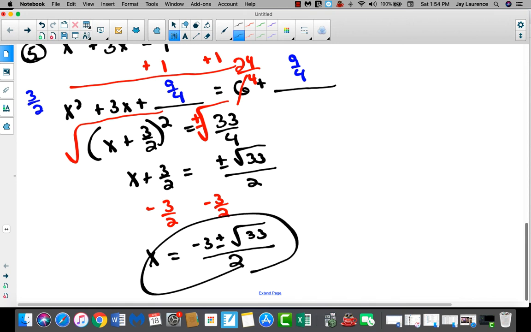That's completing the square, ladies and gentlemen. Piece of cake.